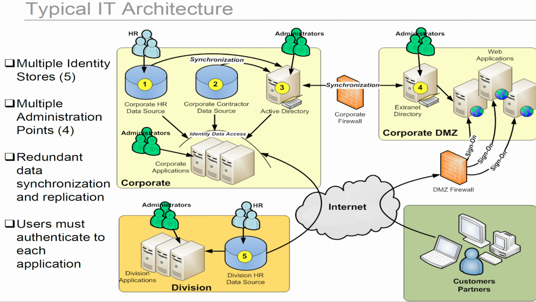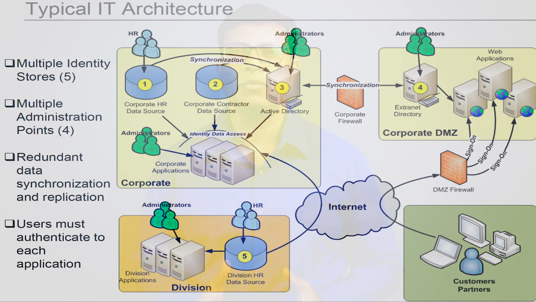Now let's understand by evaluating scenarios where organizations have not implemented IAM versus organizations that have implemented IAM. Let's first talk about where organizations have not implemented IAM. This is a typical IT architecture. As you can see in this diagram, there are multiple identity data sources, multiple administration points, multiple data synchronizations and replications, resulting in data redundancies, and most importantly, users get authenticated individually in all the applications every time they access.